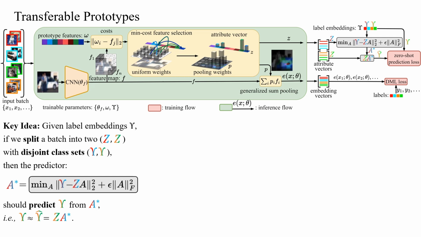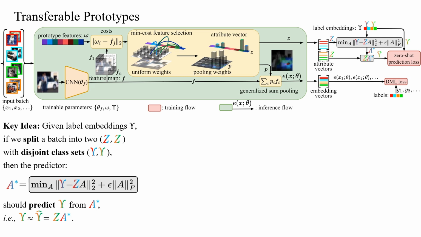Here is our key insight. As we compute the pooling weights, we also obtain a histogram of the prototype assignments, let's say attribute vectors. Given label embeddings, if we split a batch into two with disjoint class sets, then the predictor mapping the histograms to the class embeddings for one split should excel at predicting the class labels of the other split as well. In other words, if the prototypes are transferable, we can leverage the predictor fitted to one split to transform the histograms of the other split. We translate this concept into a differentiable layer, leveraging the closed-form solution of ridge regression.